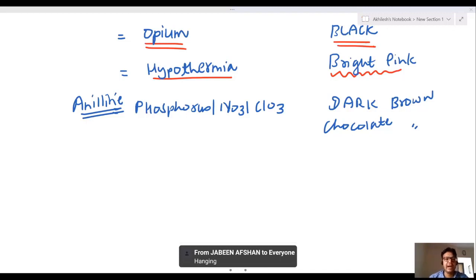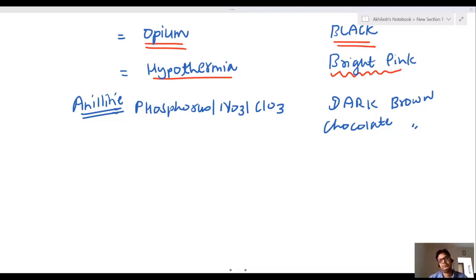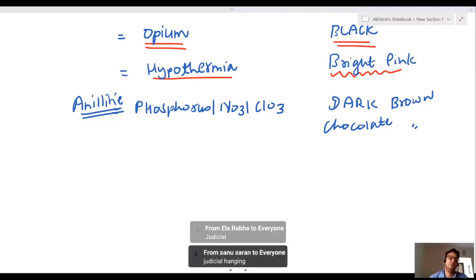INICET: sign of carotid artery tear is characteristic of judicial hanging.